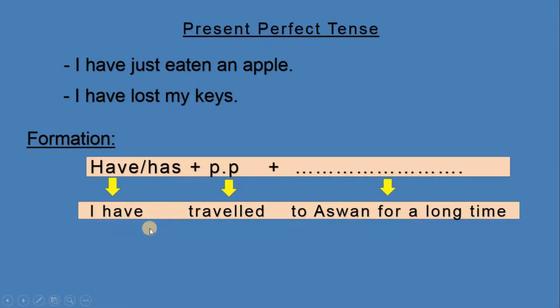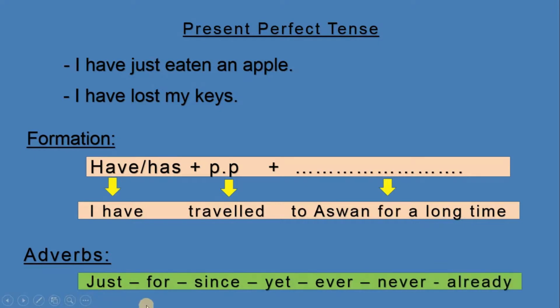When we use the present perfect tense, we don't mention the time, but we use some adverbs to determine the period of the situation, like for example, just, for, since, yet, ever, never, already, and so on.